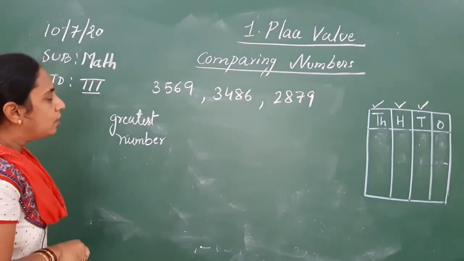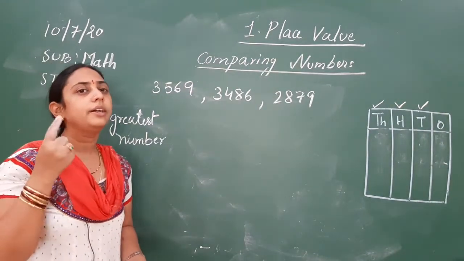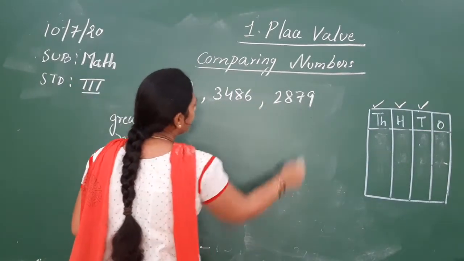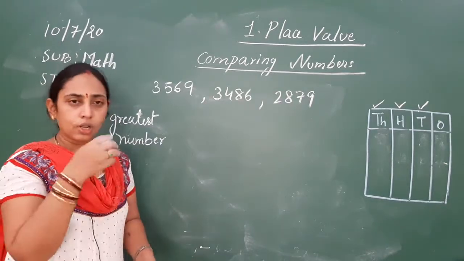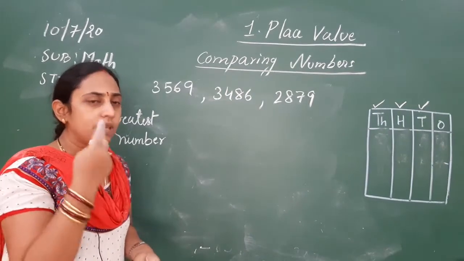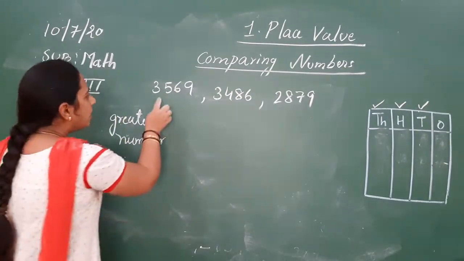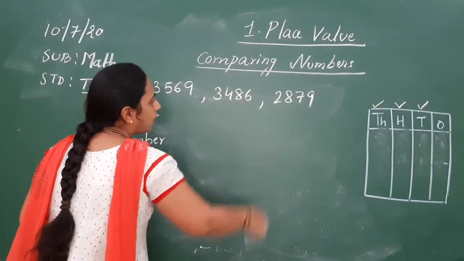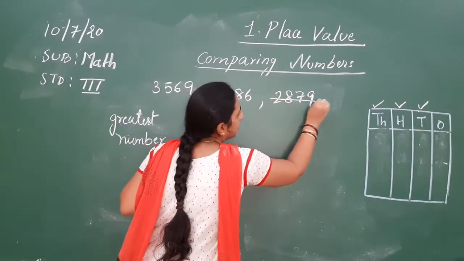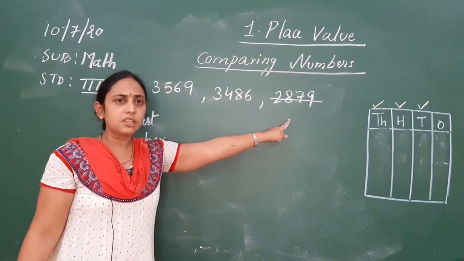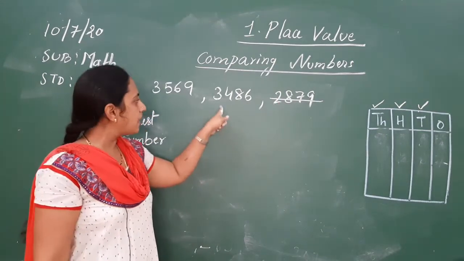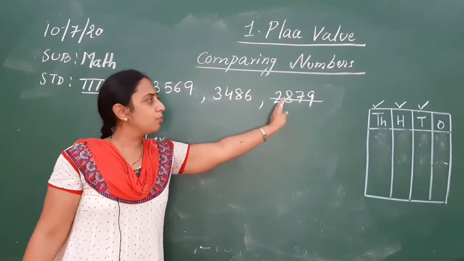Okay, now first rule, count the digits. 1, 2, 3, 4, 1, 2, 3, 4, 1, 2, 3, 4. All are having equal digits. So, all are same. Second rule, check the digit in the thousands place. 3, 3, 2. So, 2, 3, 3. That means this cannot be the greatest number as it is smaller. That means 2 is smaller here compared to these two. So, first we will remove this.